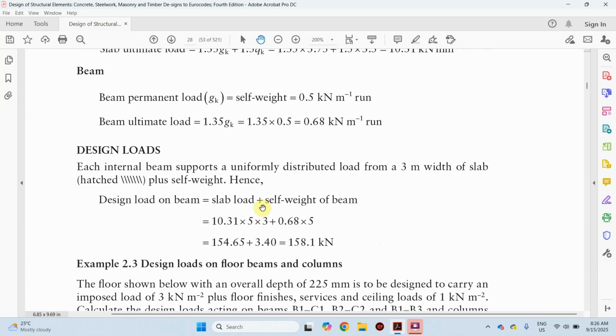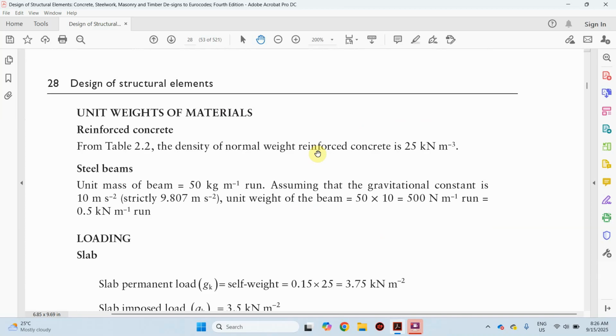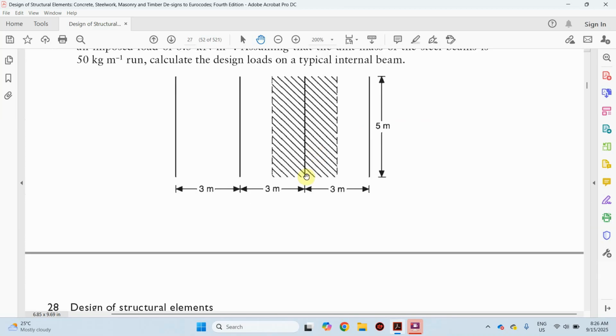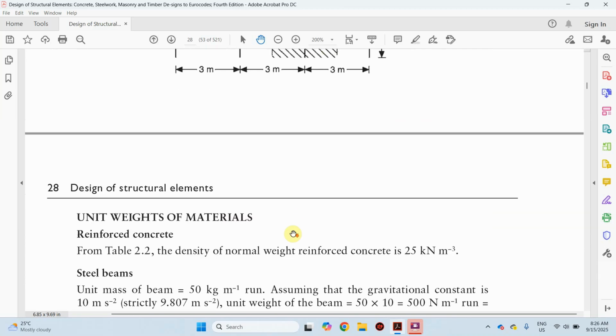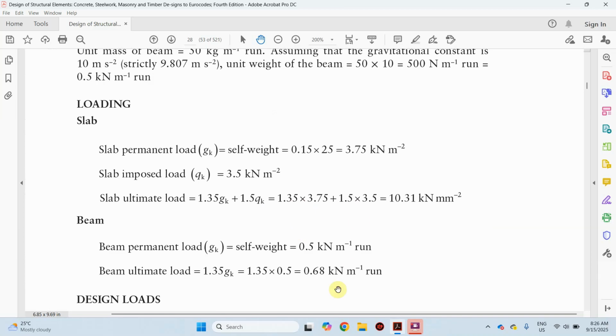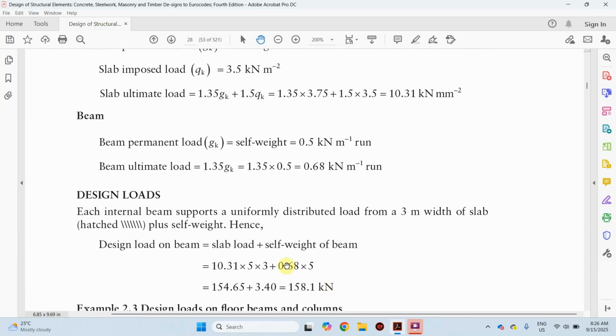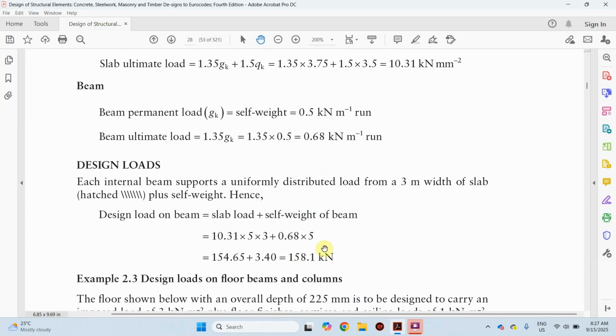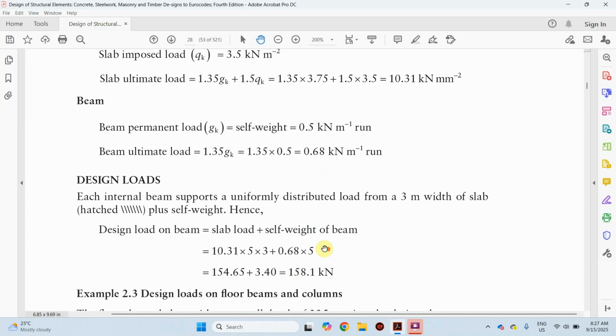Now for the beam, the self weight of the beam is just the self weight times the span, the length of the beam, and as we all know, the length of this beam is 5 meters. So that's why we are multiplying this by 5 meters here. So this ultimate load times the length, which is 5 meters. When we add this and this together, we have 158.1 kilonewton. So that is all on this particular one.